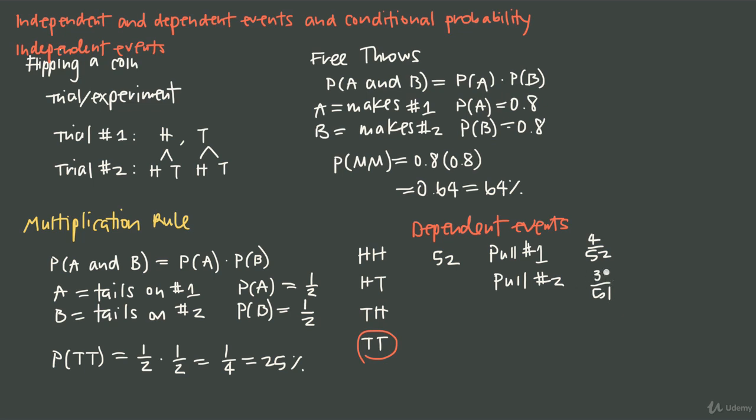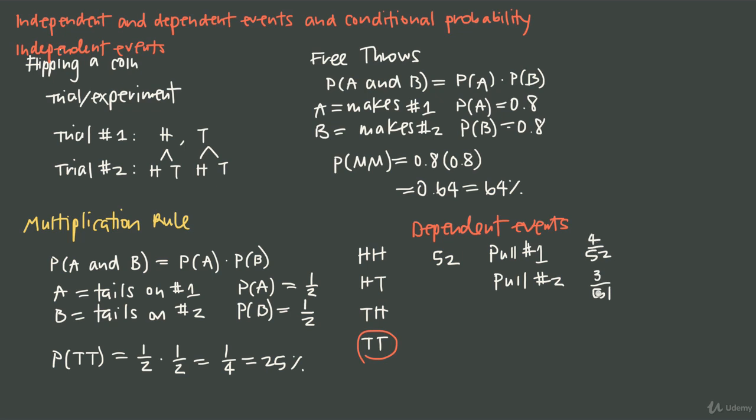In other words, what I pull out of the deck on the first pull is going to affect what I can pull out of the deck on the second pull. It depends whether or not I pulled a king on the first pull, or I pulled a 7, or I pulled some other card. I'm altering my options for pull number 2. That's a great way to think about it. I'm altering my options for the second pull. My possibilities, my possible outcomes, are not the same for pull number 2 as they were for pull number 1.